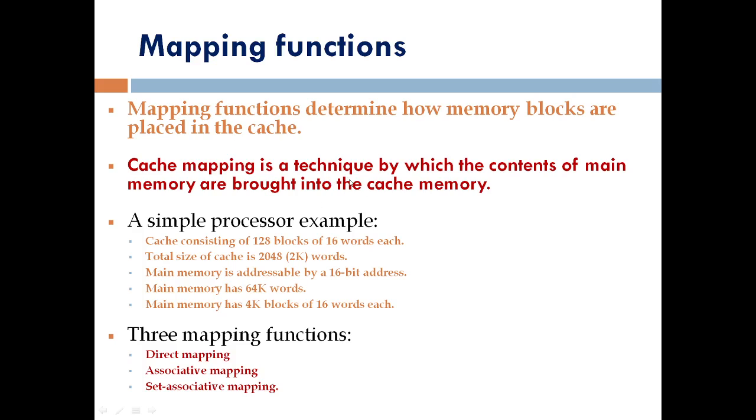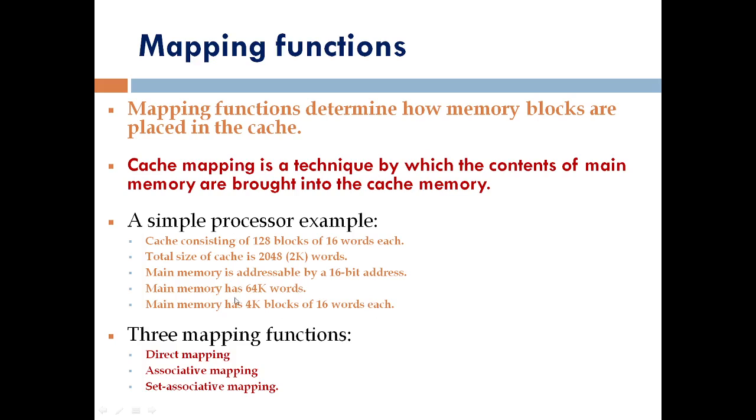To explain these mapping concepts, we will take a simple processor example. In this example, the cache consists of 128 blocks of 16 words each, meaning one block can store 16 words. Total size of the cache becomes 2048 words. Main memory is addressable by a 16-bit address. Main memory has 64K words. Main memory has 4K blocks of 16 words each.